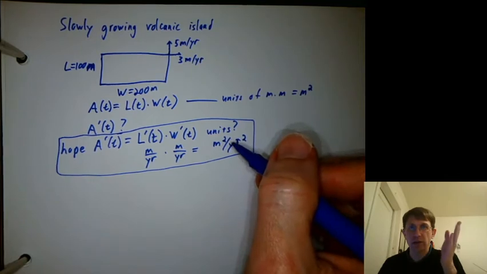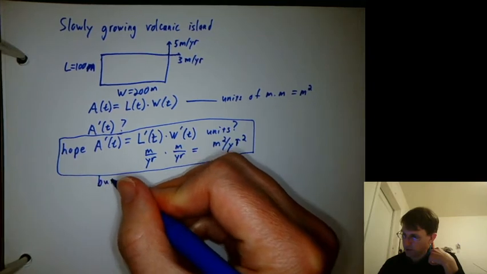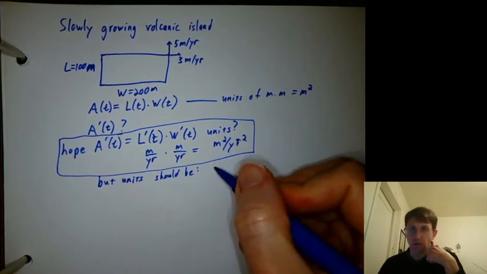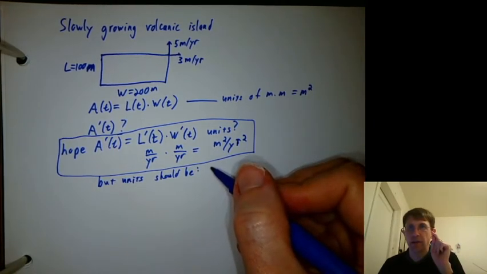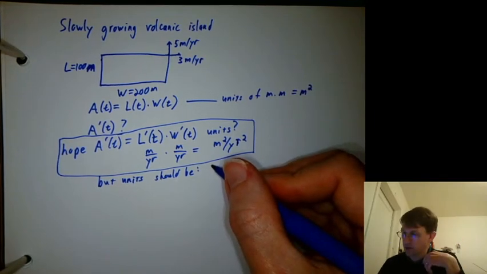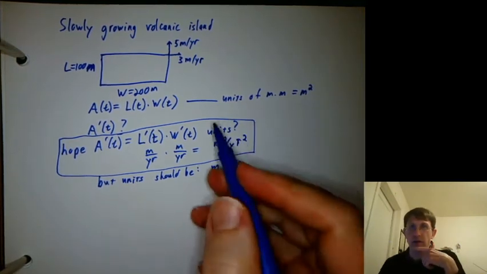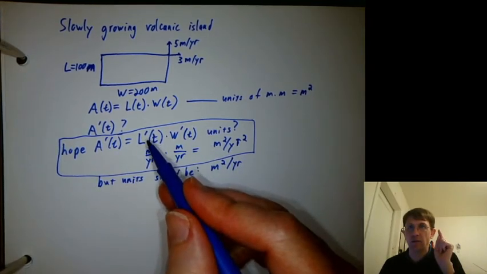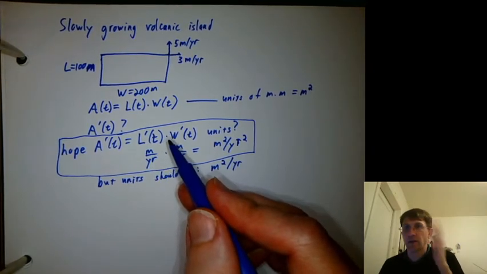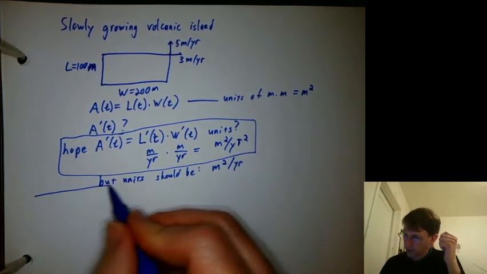But what should the units of A prime be? What units should A prime really have? A is an area measured in square meters. And if we're asking how much does it change per year, what's the rate of change per year, it should be square meters per year. So not only does our hope of the derivative of a product being the product of the derivatives not work out, like we saw on the other page with polynomials, it doesn't even work out with the units. So we got to think harder.